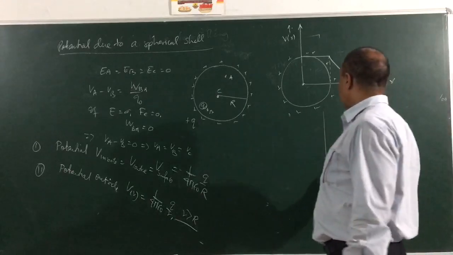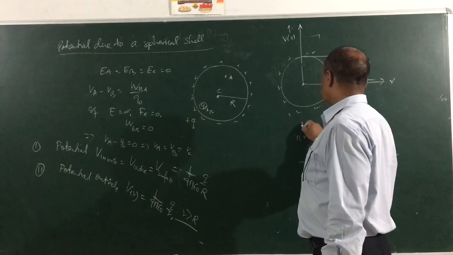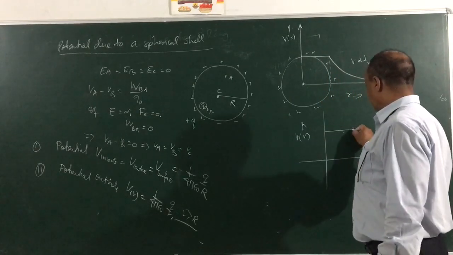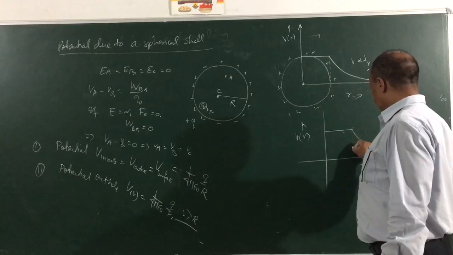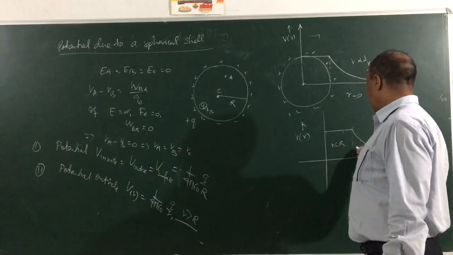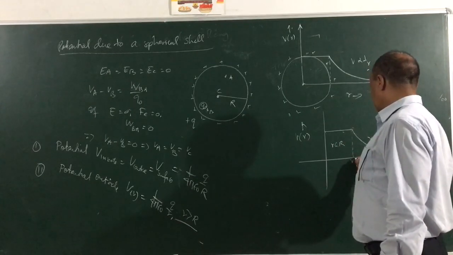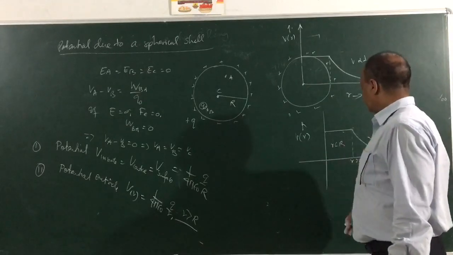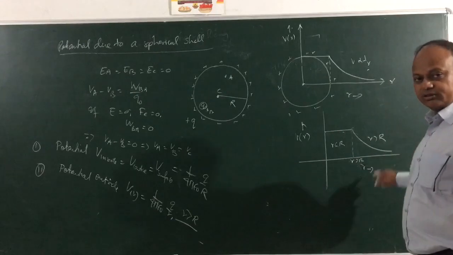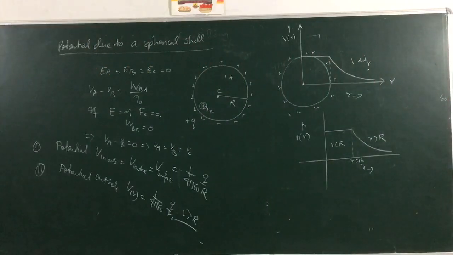You can show this graph separately also. Potential at distance r from the center will be like this. This is on the surface. Here r is less than capital R. Here r is more than capital R. Here r is equal to capital R. So this is the graph: on the surface, inside, and this is outside. That's it in this video.